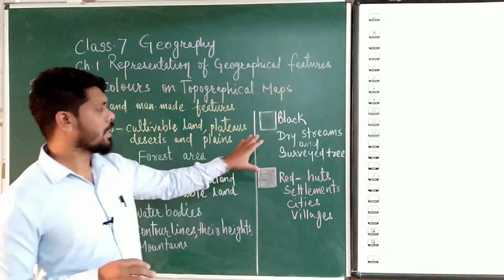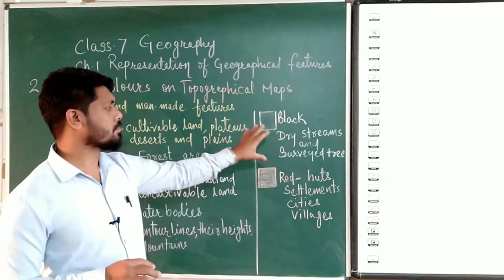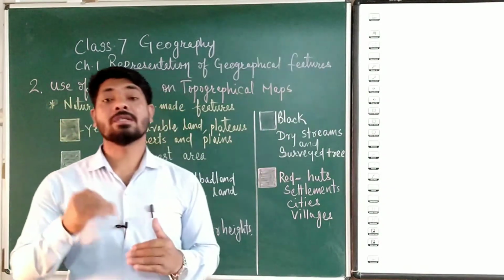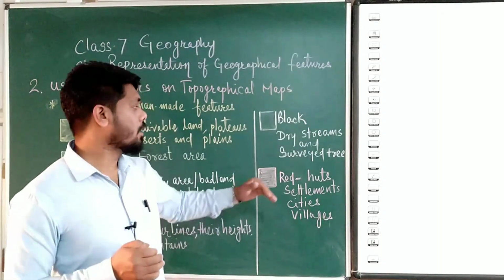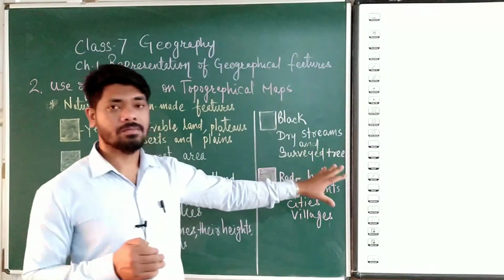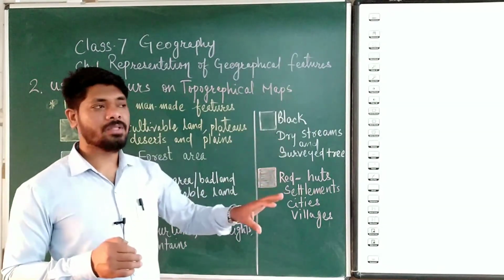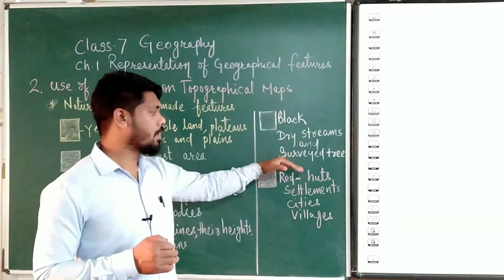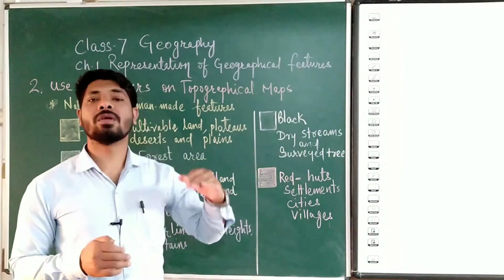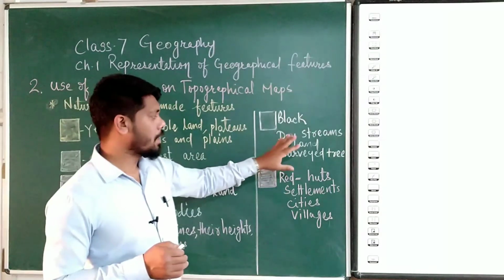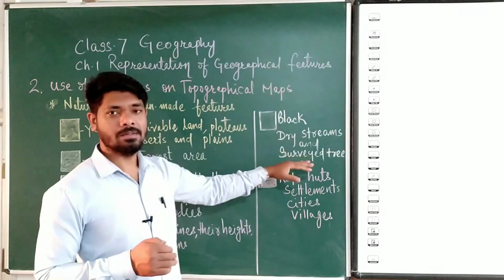We have another color, that is black color. Black color is used where the water bodies are not there. That means dry streams and surveyed trees. The tree's symbol will be drawn over there, followed by the number of that. That means the tree is surveyed by the government. So it will be written in the black number.